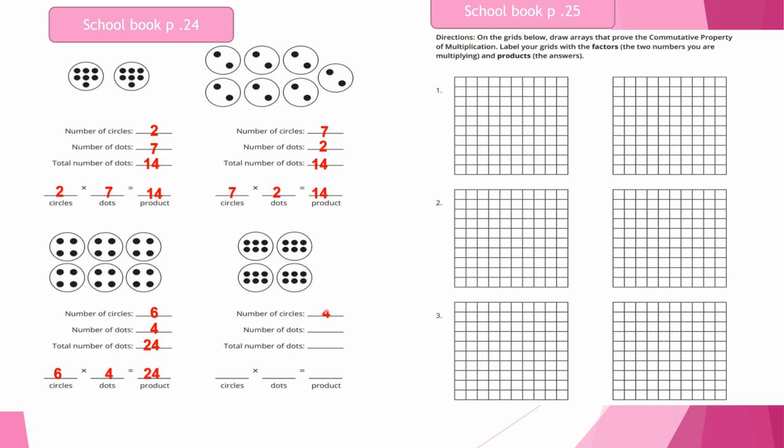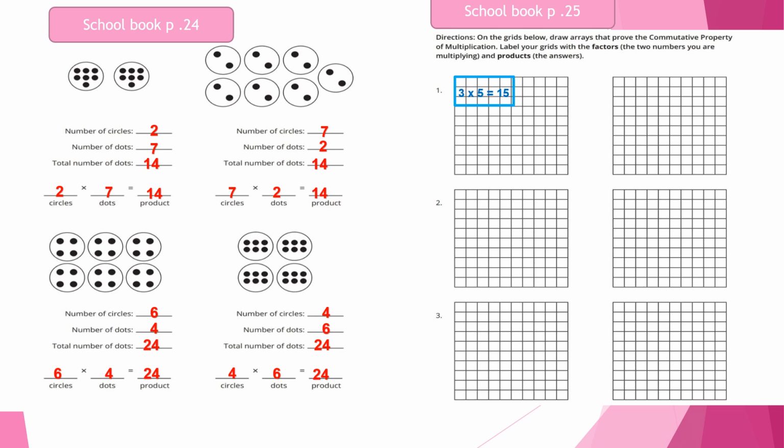Okay, here in this grid, it wants me to draw arrays that prove the commutative property of multiplication. The first array I will draw is 3 rows and 5 columns. Inside this rectangle we have an array. This array contains 3 rows and 5 columns. So the total is 3 times 5 equals 15.